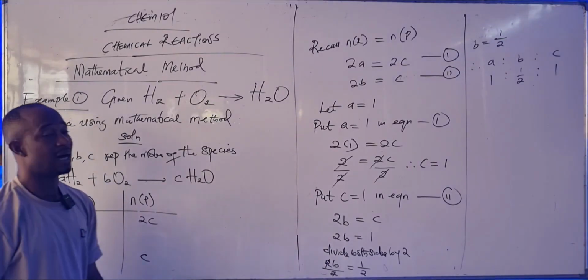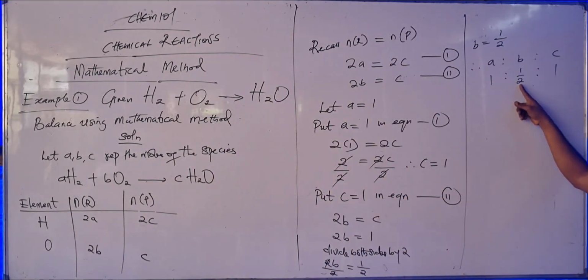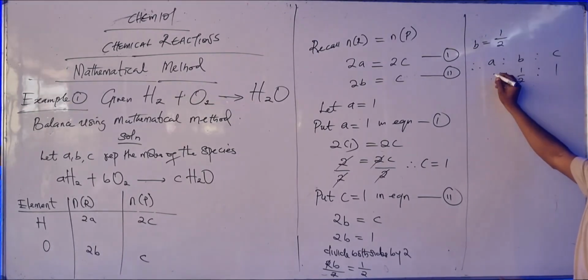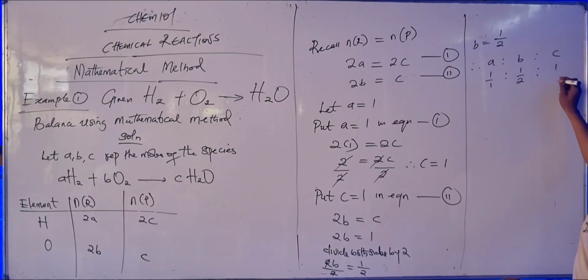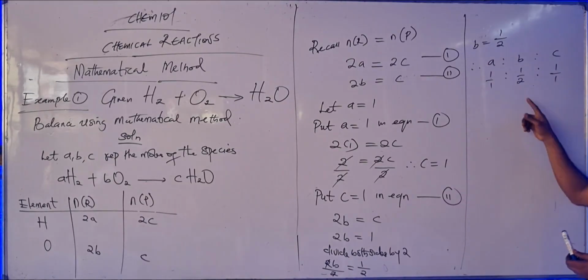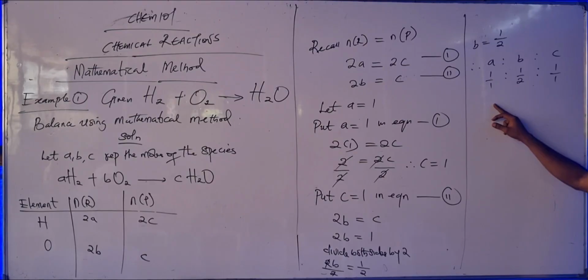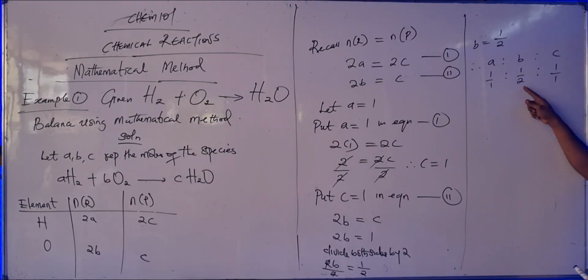So I'll look for a means to eliminate these 2. How will I remove these 2 from here? What is the LCM? This is like saying 1 over 1, and this is also 1 over 1. The LCM here is 2. So I will multiply by 2. When you multiply by 2, the 2 will cancel the 2.